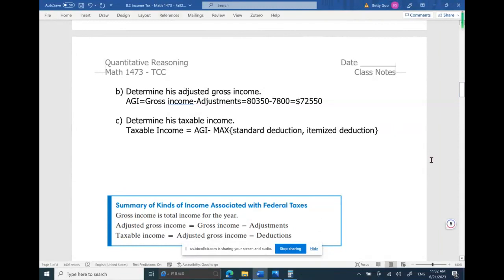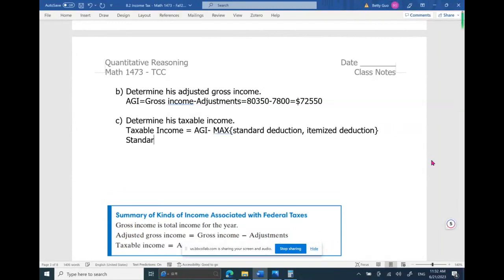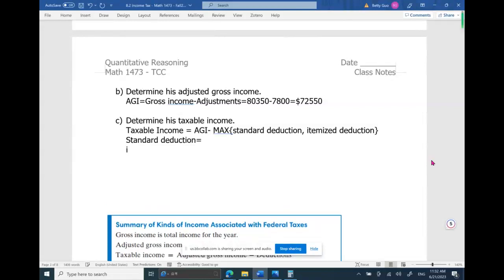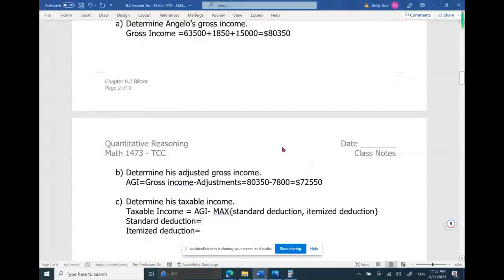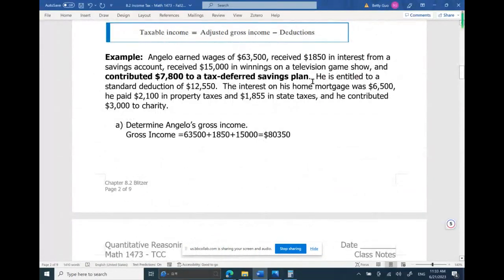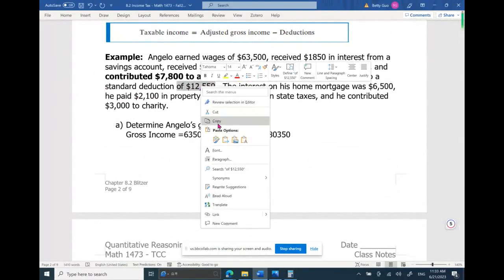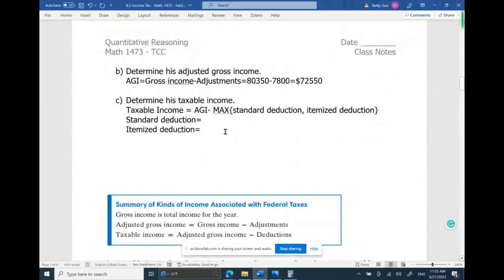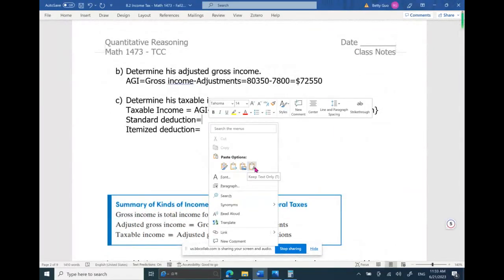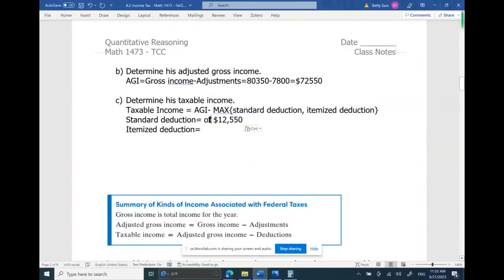So we want to look at the standard deduction and an itemized deduction for Angelo and determine which one is higher, and we're going to subtract the higher amount from AGI to get the taxable income. All right, standard deduction is given. He is entitled to a standard deduction of $12,550. That is standard deduction.